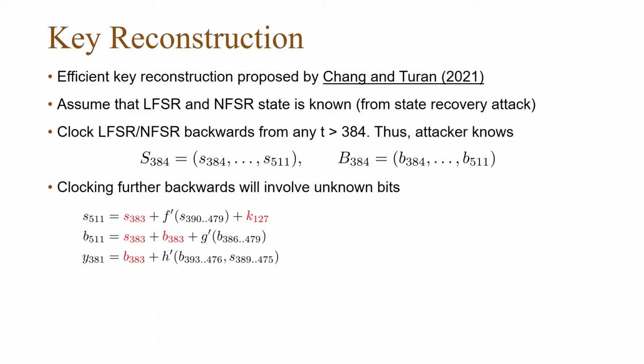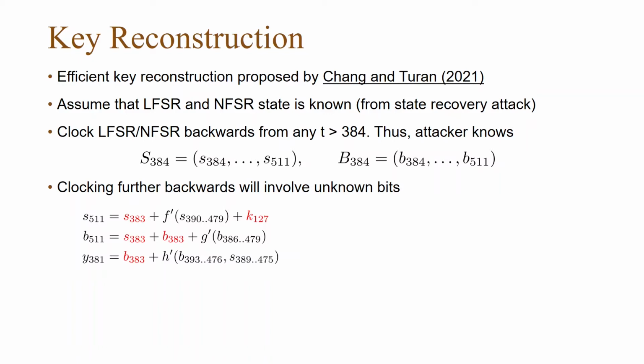The key reconstruction proceeds as follows. Assume that the state of the LFSR and the NFSR are known, and this can, for example, happen through a state recovery attack. If the state is known at any point in time, it is possible to clock the LFSR and the NFSR backwards so that we will reach the states that are present directly after the initialization. So in a state recovery attack we will always have the bits S384 up to S511, and similarly for the NFSR, we will have the bits B384 up to B511.